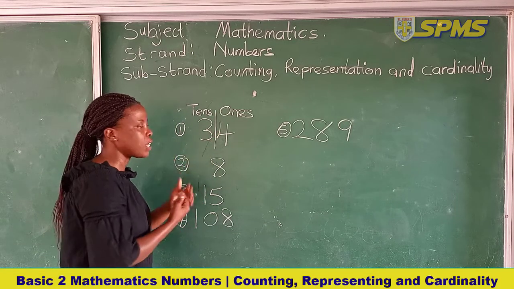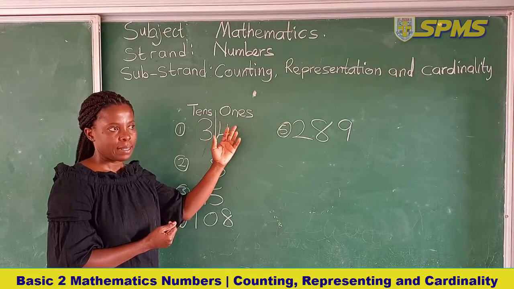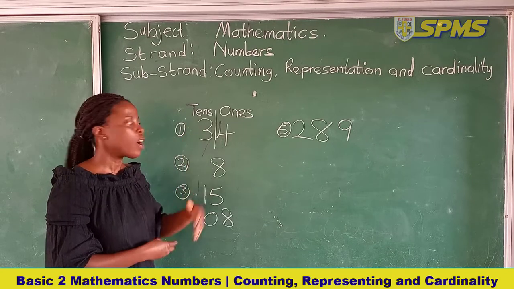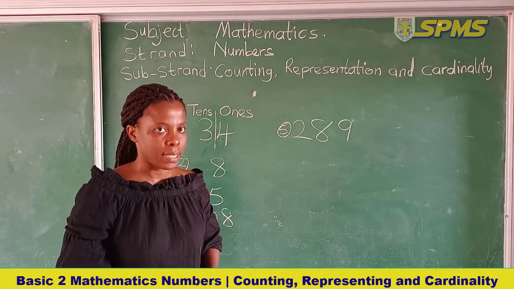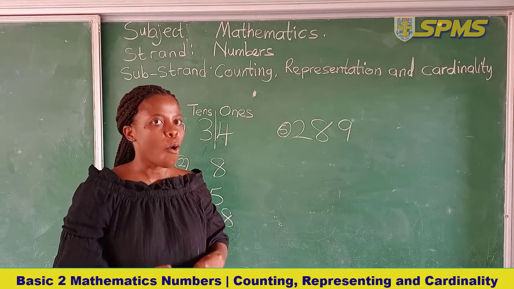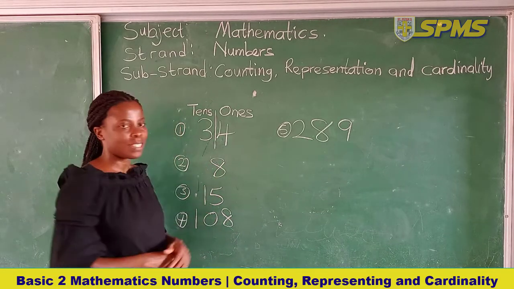What are the place values? 4 is in the ones. Then 3 is in the tens. So we have 3 tens and 4 ones. 3 tens and 4 ones. Very good. Let's do the next one.